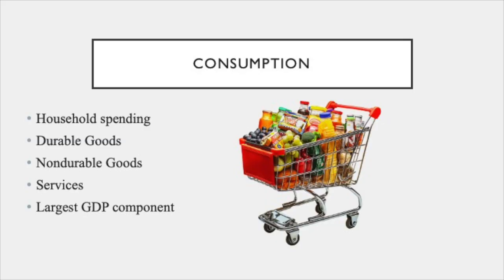There are 3 broad types of consumption. Number 1 is durable goods, things that last a long time, like cars, appliances, and furniture.